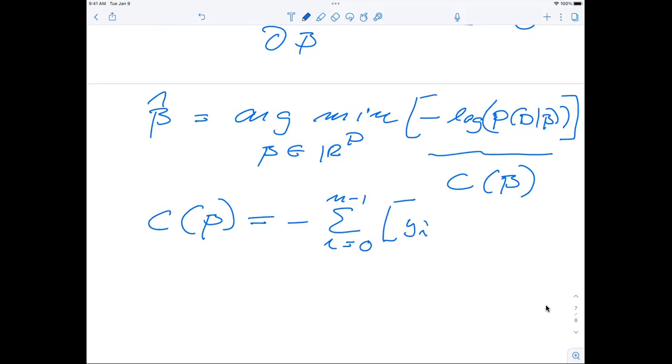So you can show that this is going to be equal to y of I multiplied with the parameter... let me see, what did I do wrong here? Yeah, it's y of I multiplied with beta 0 plus beta 1 times x of I, and naturally it's a minus here, minus the log of 1 plus e to the beta 0 plus beta 1 multiplied with x of I.